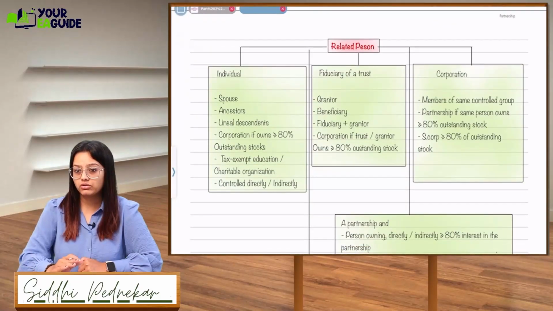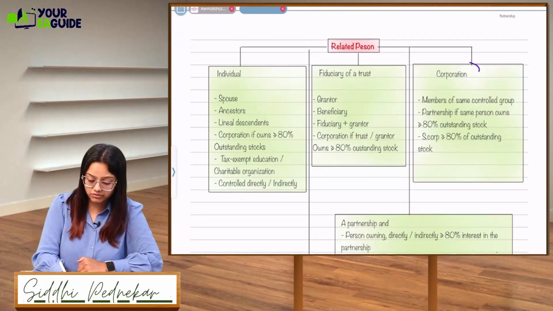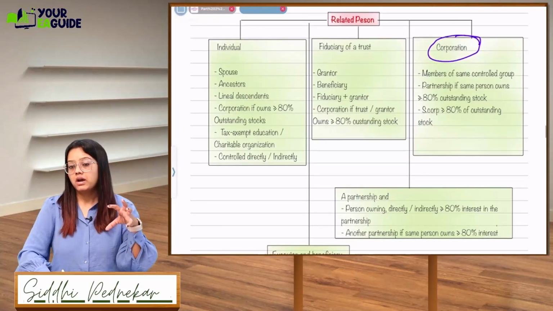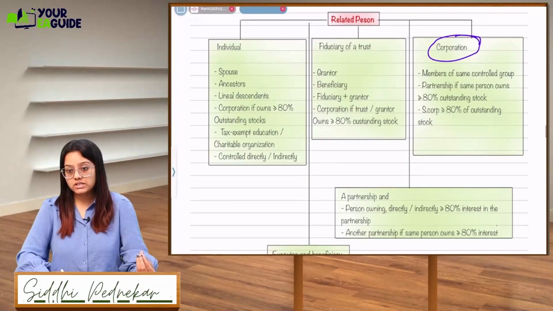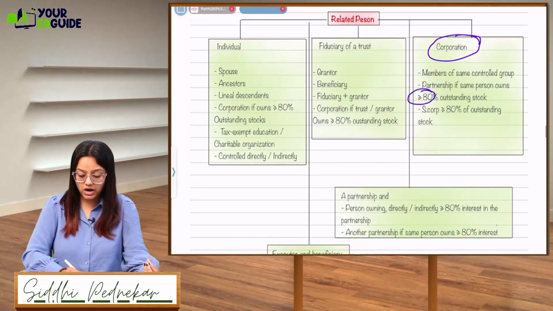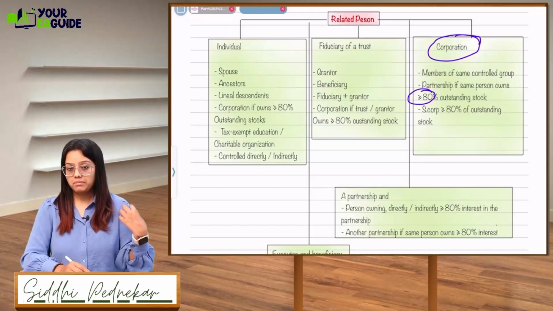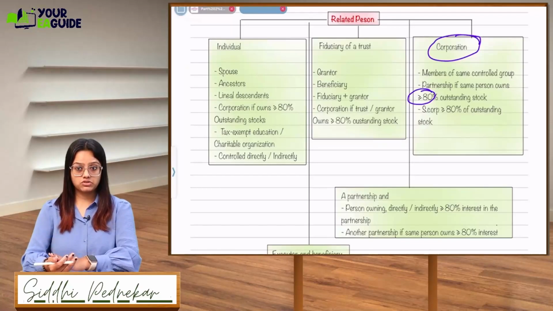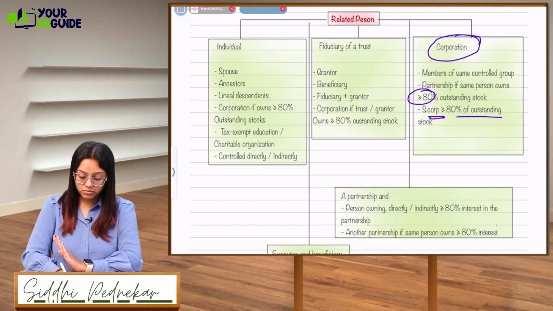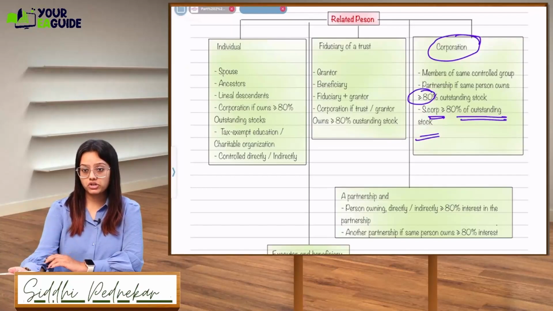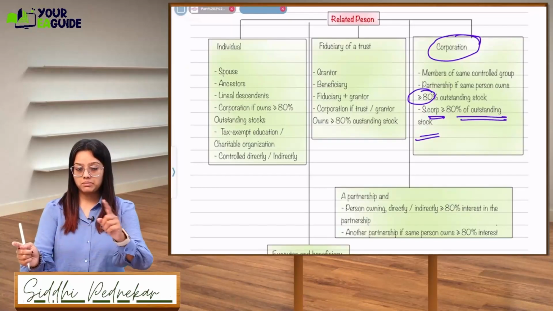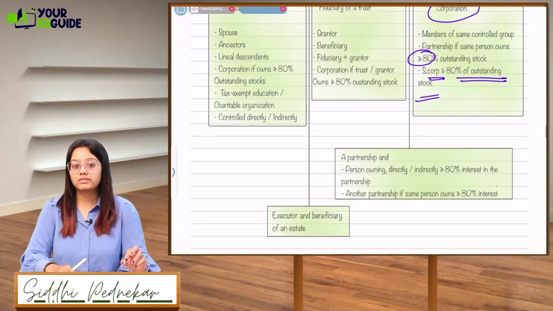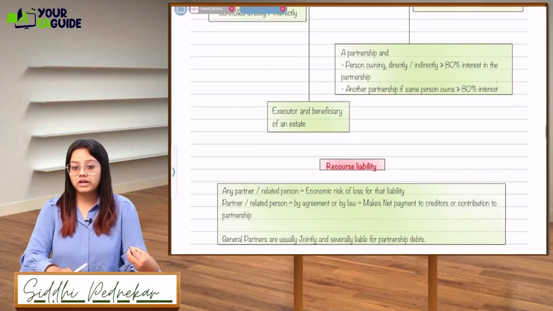Okay, now the related person definition is given. I'm not going to read it all; you can just go through the definition. I'll just read one definition, for when a corporation will be called related. If the same person is holding more than 80% of outstanding stock, for example I am a partner in a partnership firm and I'm also holding more than 80% of the outstanding stock in a corporation, or in an S corporation, then that corporation and the partnership will be called related persons. Got it, guys? The others you can just go through. These are the simple definitions of a related person.